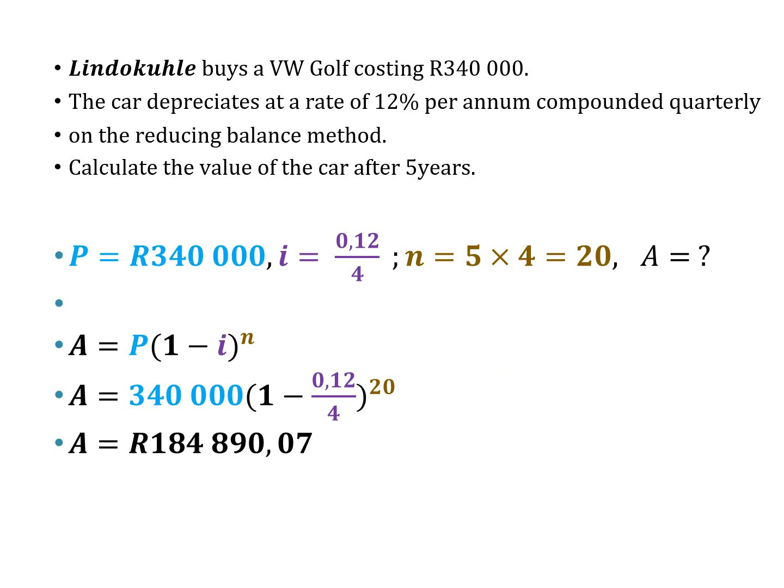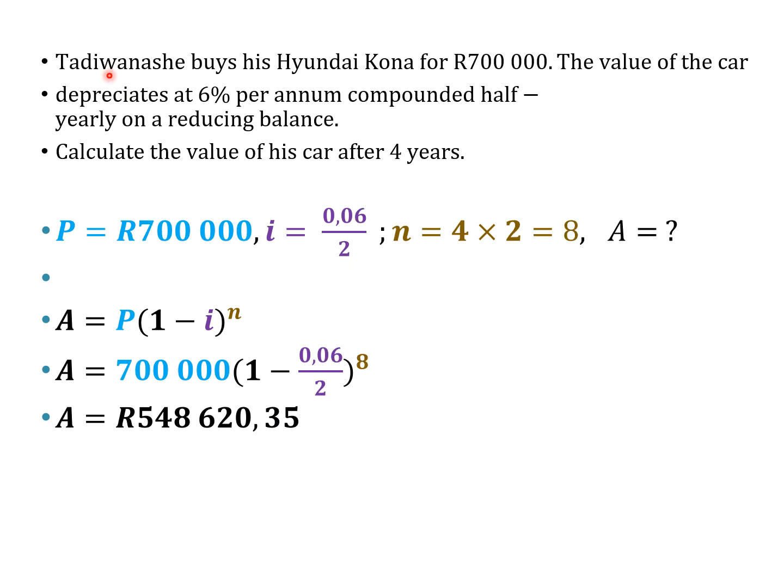Let's look at the next problem. Tadiwanashe, he's studying now in Australia, and I wish him all the best. Tadiwanashe buys his Hyundai Kona for 700,000 Rand. The value of the car depreciates at 6% per annum, compounded half yearly on a reducing balance. Calculate the value of his car after 4 years.